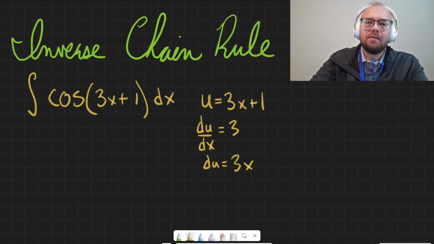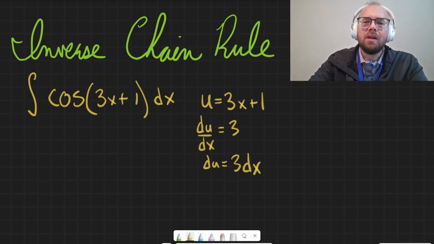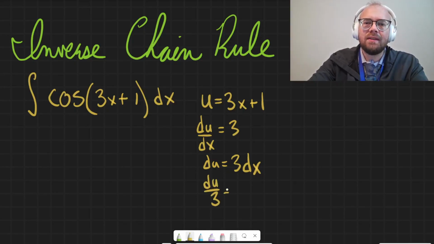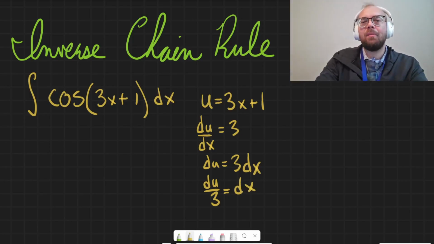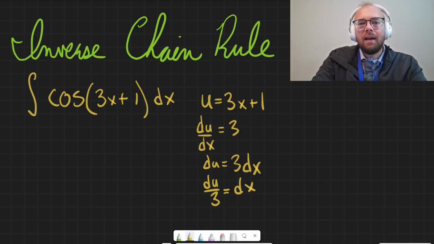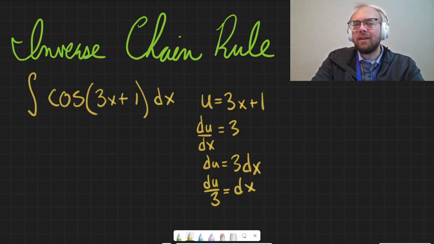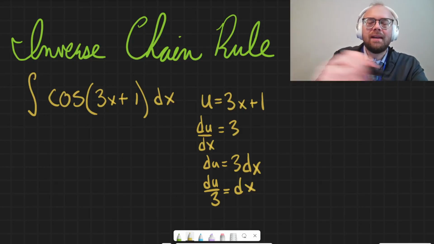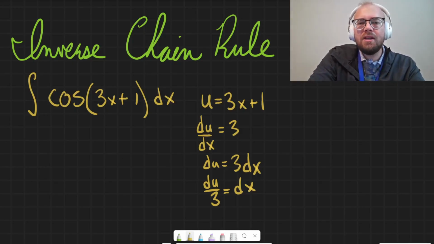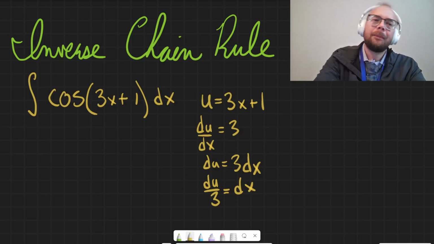So du is equal to 3 dx. I knew something fell off there. And let's get it in terms of dx. You don't necessarily need to. If I'm going a little slow, I apologize, but I'd rather go too slow than too fast. So du over 3 is equal to dx.